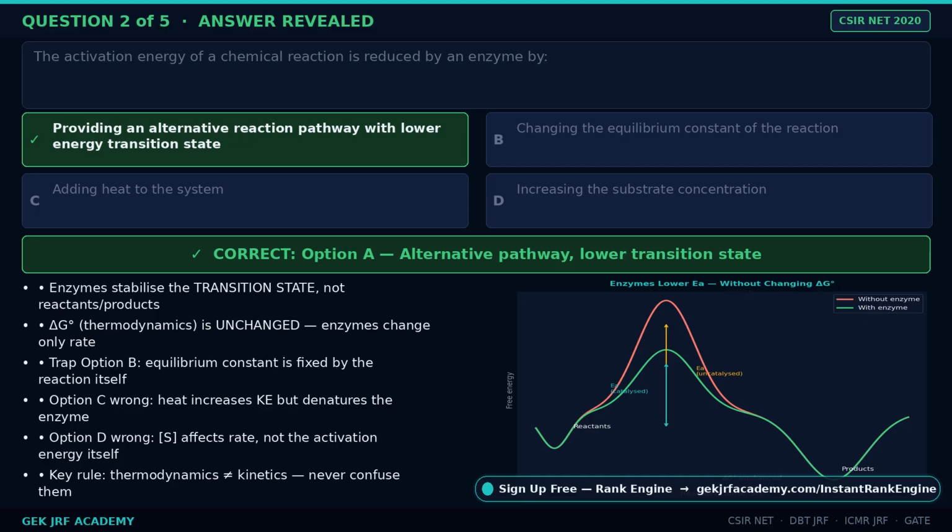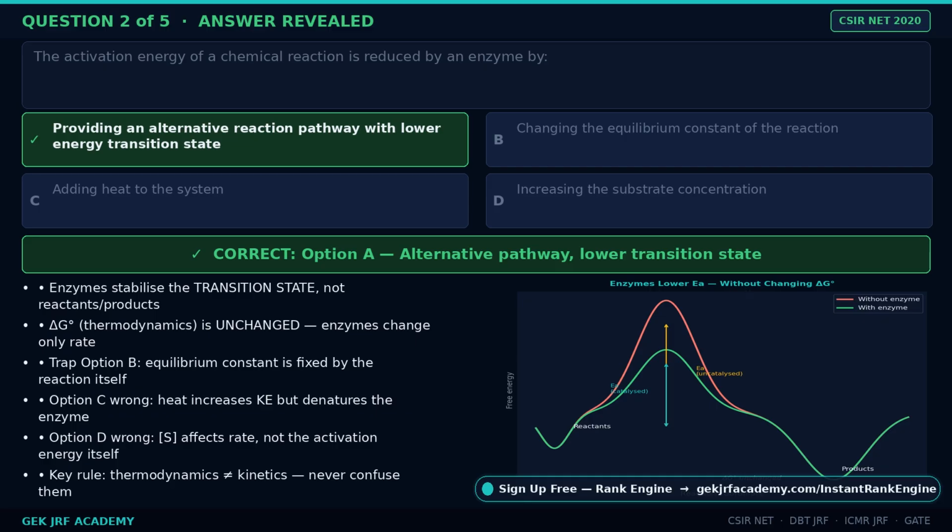What enzymes do change is the kinetics, the rate at which the reaction reaches equilibrium. They do this by providing an alternative reaction pathway in which the transition state is stabilized at a lower energy level. The enzyme binds the transition state more tightly than it binds either the substrate or the product, thereby reducing the energy barrier. Option B is the classic trap.